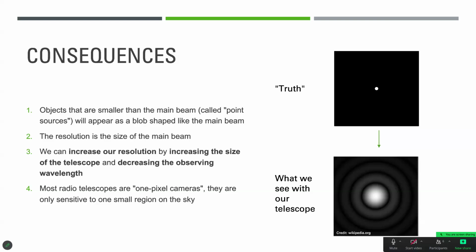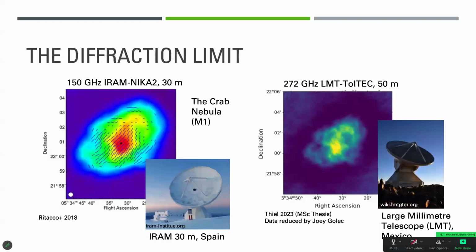So what does this look like in practice? Here are two images. This is a supernova remnant. It's a leftover of a stellar explosion that happened not too long ago. It was actually reported by Chinese astronomers in the 11th century. What you see on the left here is an image taken by the IRAM 30-meter telescope in Spain at a wavelength of about 2 millimeters. This one over here was taken by the Large Millimeter Telescope at a wavelength of 1 millimeter.